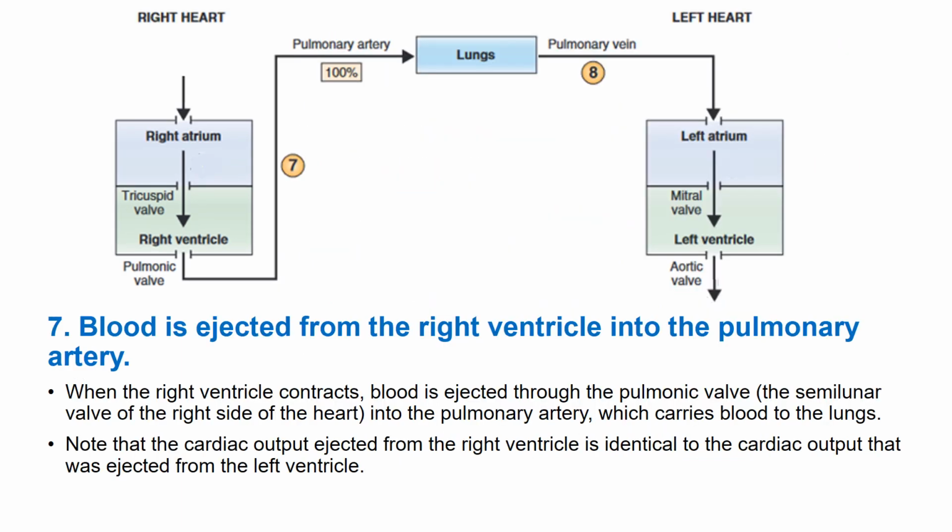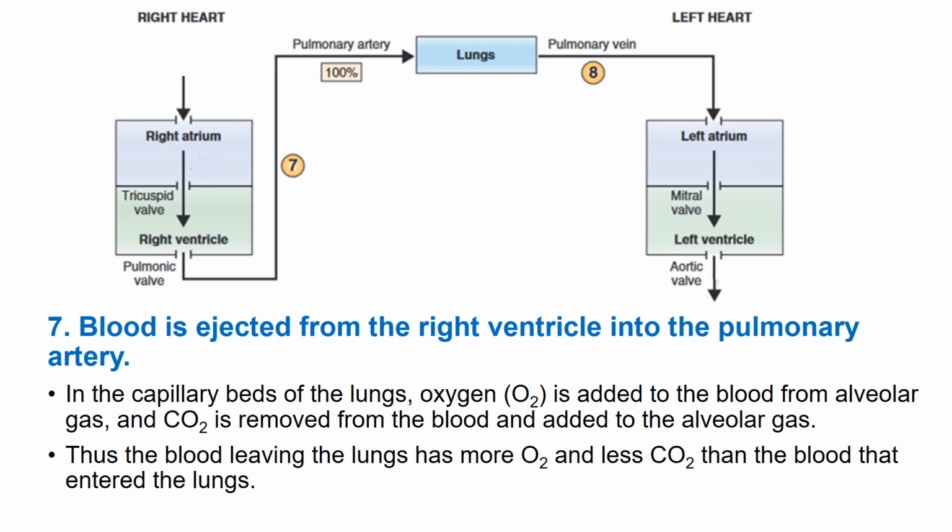Step 7. Blood is ejected from the right ventricle into the pulmonary artery. When the right ventricle contracts, blood is ejected through the pulmonic valve, the semilunar valve of the right side of the heart, into the pulmonary artery, which carries blood to the lungs. Note that the cardiac output ejected from the right ventricle is identical to the cardiac output that was ejected from the left ventricle. In the capillary beds of the lungs, oxygen, O2, is added to the blood from alveolar gas, and CO2 is removed from the blood and added to the alveolar gas. Thus the blood leaving the lungs has more O2 and less CO2 than the blood that entered the lungs.